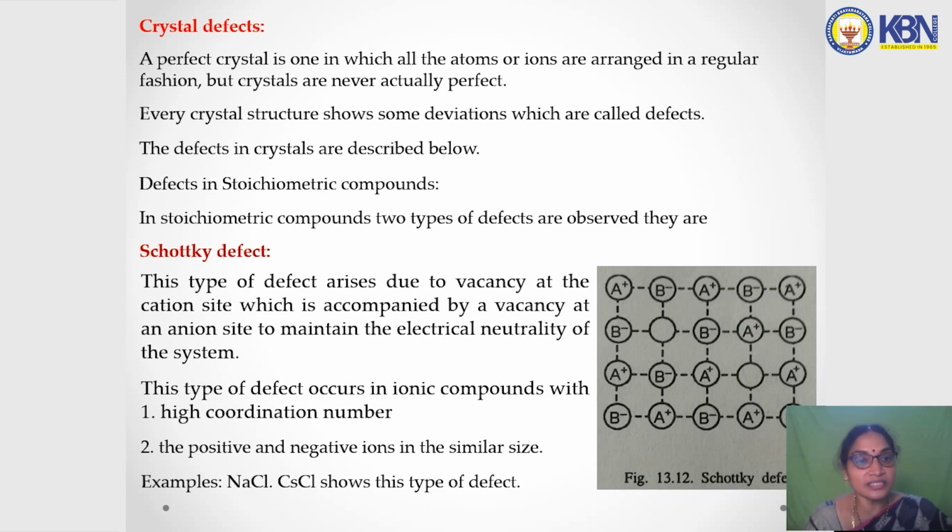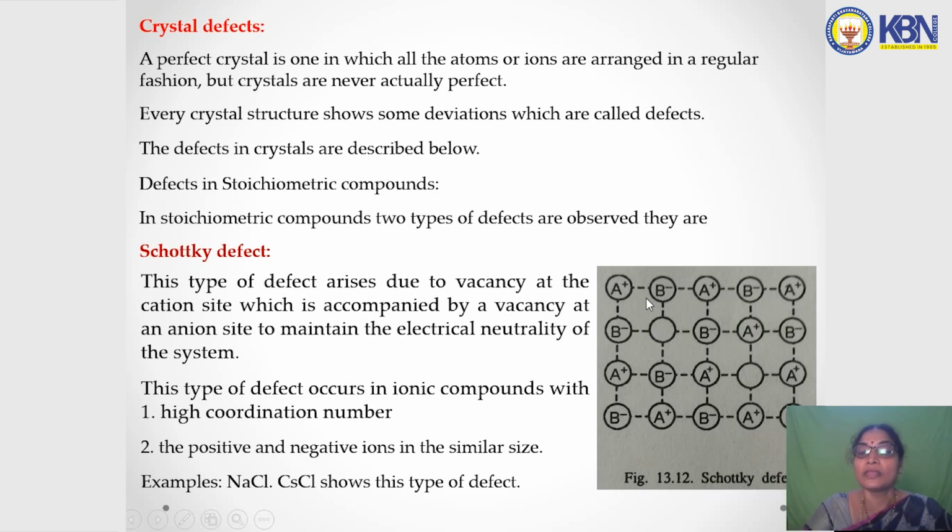First, let us discuss the stoichiometric defects. The stoichiometric defects are again of two types: Schottky defects and Frenkel defects. Coming to the Schottky defects, this type of defect arises due to a vacancy at the cation site, which is accompanied by a vacancy at an anion site to maintain the electrical neutrality.